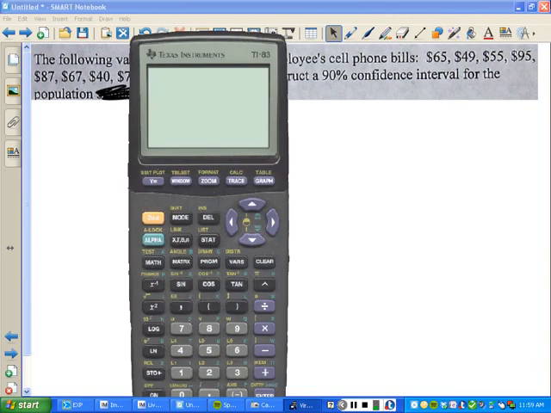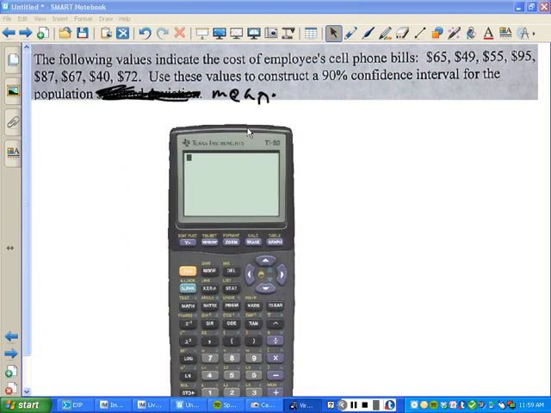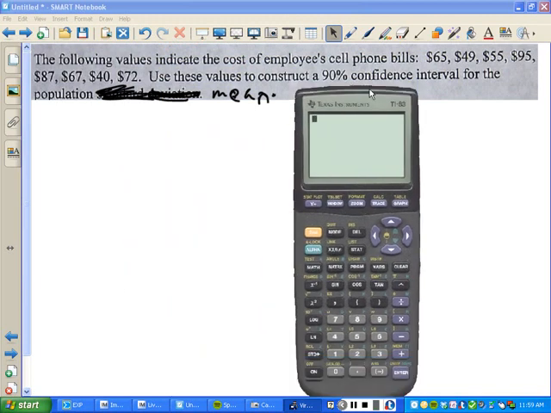All right, let's go ahead and type all this into the calculator. We're going to go to Stat, Edit. Everybody remember this? How do I get rid of the values in L1? Up and hit Clear. Enter. All right, now we're going to type them all in, right? So 65, 49, 55, 95, 87, 67, 40, 72. 1, 2, 3, 4, 5, 6, 7, 8. We got 8 values. Everybody see that?